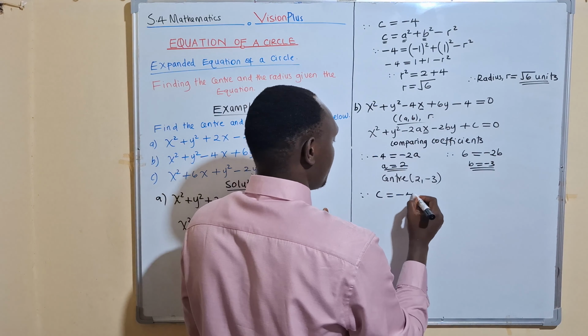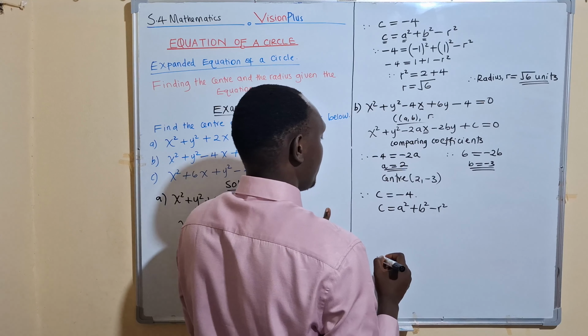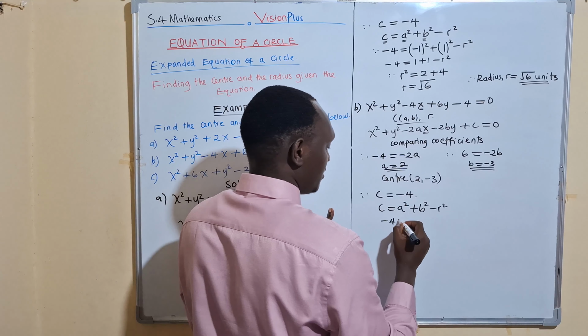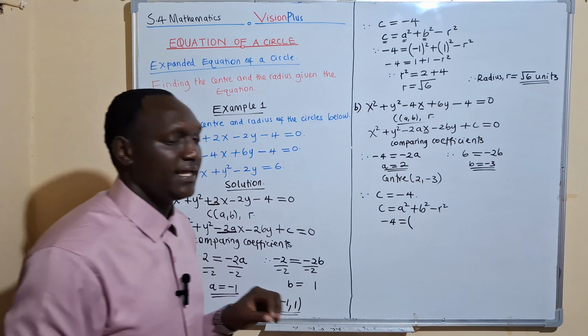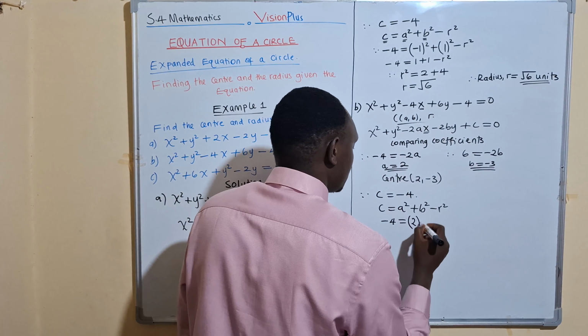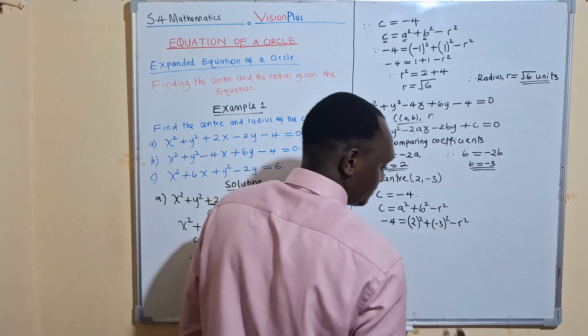What do you know? You know that c is given by a squared plus b squared minus r squared. So, where is c? C is negative 4. So, you put here negative 4 equals to, what is a? You cannot find the radius before finding the center. That means if you find wrong coordinates of the center, you get a wrong radius and you fail. So you must use the coordinates of the center, for which a is 2 squared plus b is negative 3 squared minus r squared.